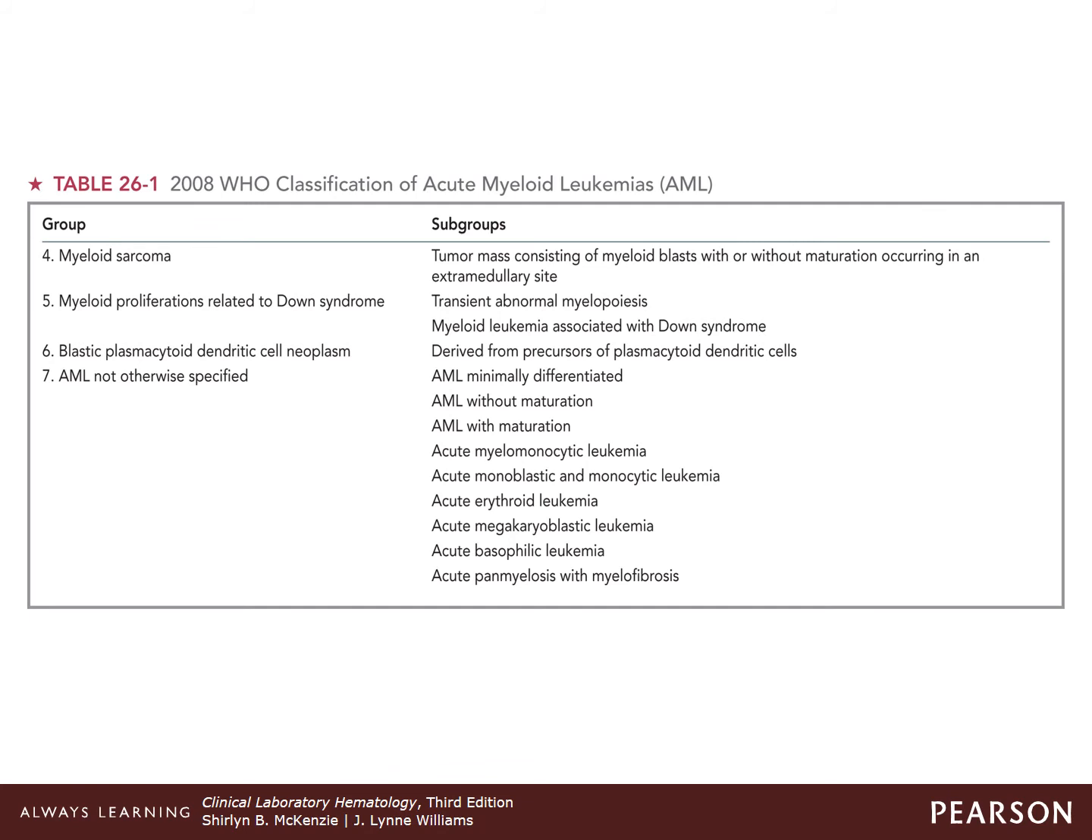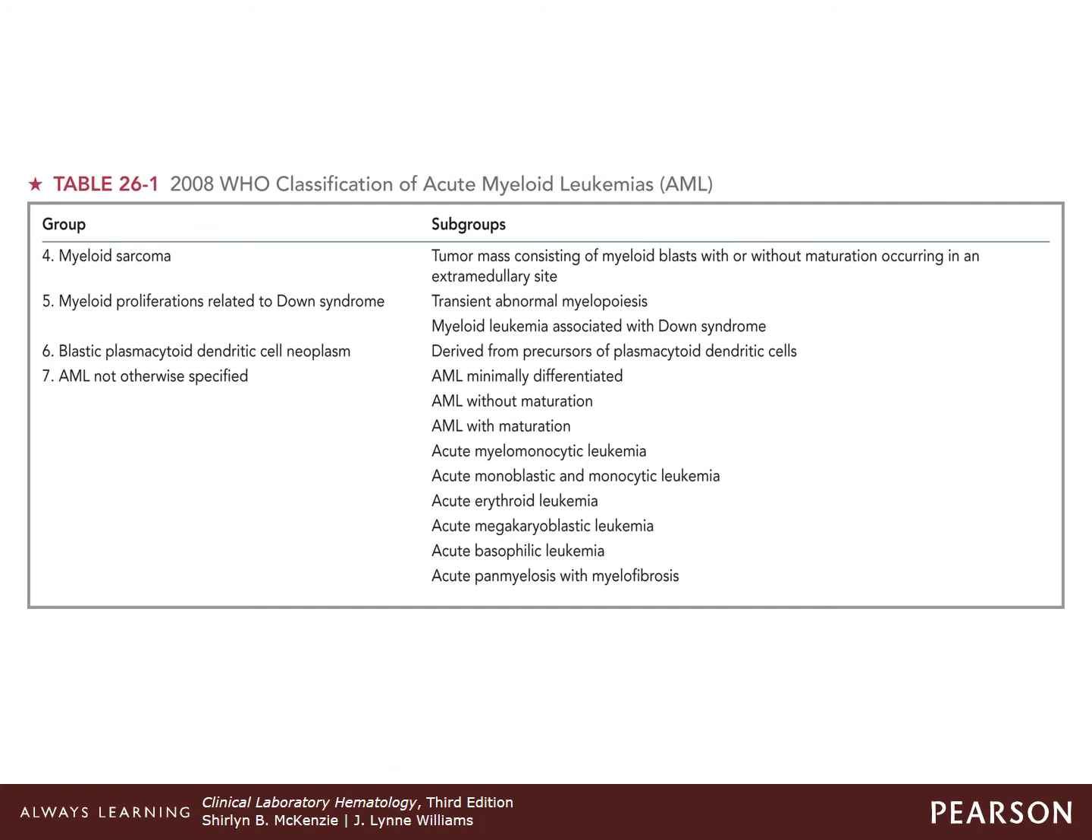So first, AML with minimal differentiation is very rare, but it's characterized by the lack of myeloid differentiation by morphology. The subtype has a very poor prognosis, meaning most of the cells are immature blasts and have no morphological differentiating features.